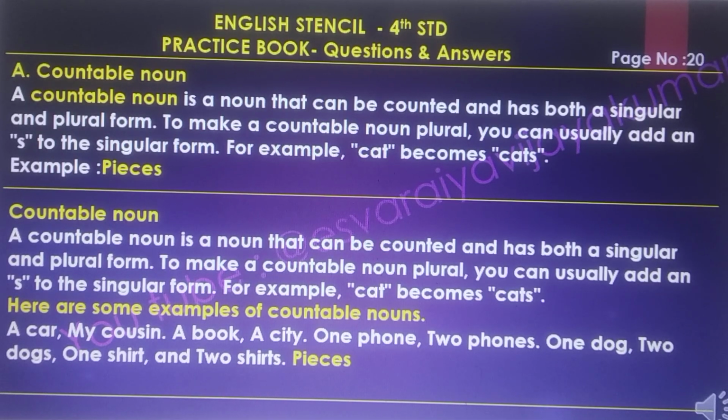Here are some examples of countable nouns: a car, my cousin, a book, a city, one phone, two phones, one dog, two dogs, one shirt, and two shirts.